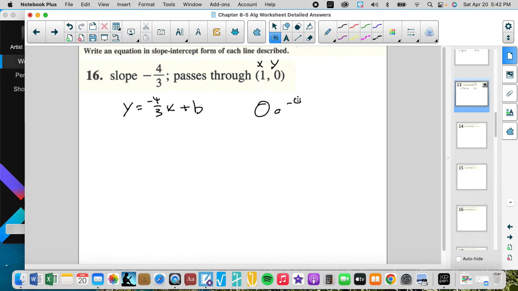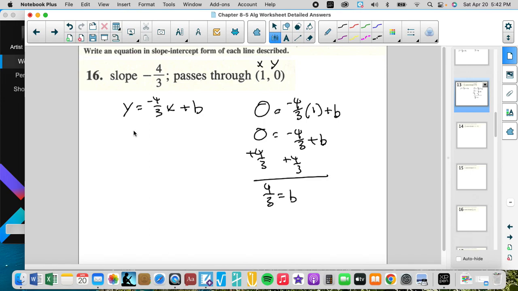0 equals negative 4/3 times 1 plus b. 0 equals negative 4/3 plus b. We'll add 4/3 to both sides. 4/3 equals b. So my final equation is y equals negative 4/3 x plus 4/3. Whoa, that's an interesting one. Let's check, make sure that all is good.